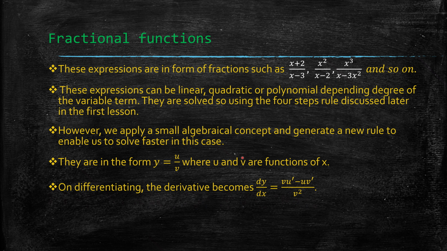Now, what happens when we differentiate? On differentiating, the derivative is going to become dy/dx, whereby we take the function which is at the bottom, v, multiply it with the derivative of the other function u, minus the function u multiplied by the derivative of the one at the bottom, over v, the function which is at the bottom, squared. Now I want us to see how this expression that I've just written down comes about. So let us take a close look and see.